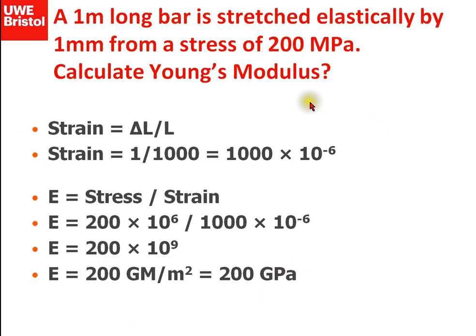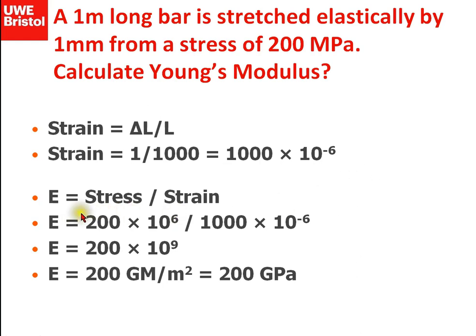Okay, let's go to this example where we're using the relationship that Young's modulus is stress over strain. So we've got strain is extension divided by the original length. In my bar problem here, I've got a 1 meter bar and an extension of 1 millimeter. So we've got 1 millimeter divided by 1000. I'm going to express this in terms of microstrain here, so I've got 1000 times 10 to the minus 6.